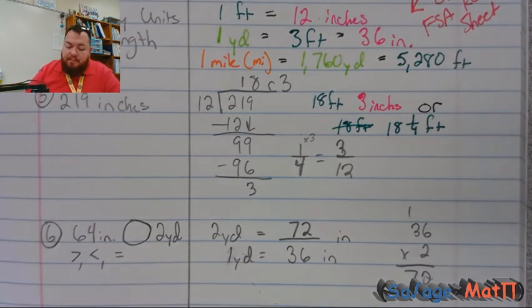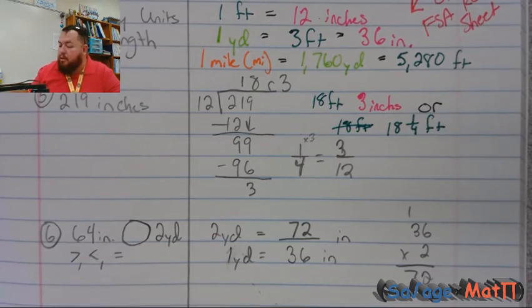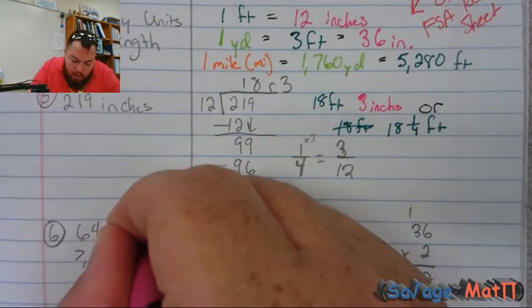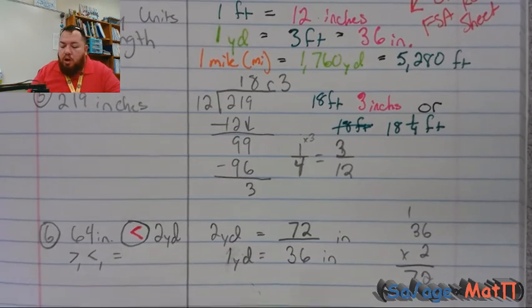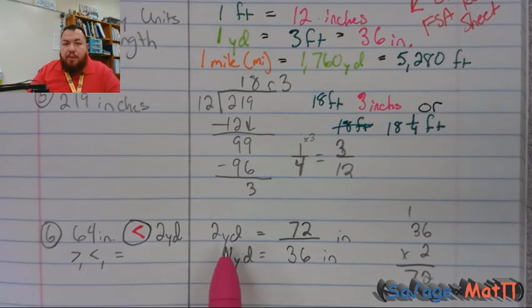Okay? Is 72 inches greater than, less than, or equal to 64 inches? Greater than, right? Guys, we should always do this. If we are converting like units, we should always do this right here. Figure out the simplest term. 1 yard equals 36 inches. Then find out the equivalent or converted, okay?